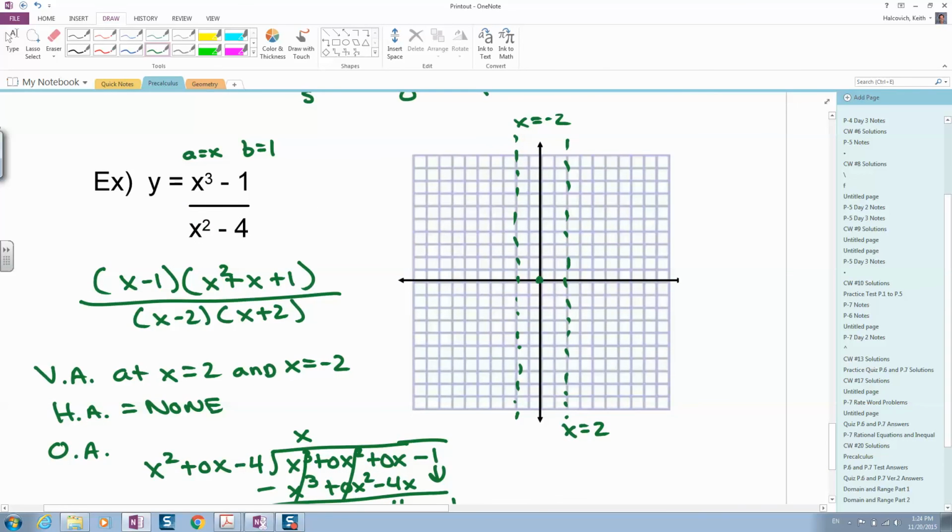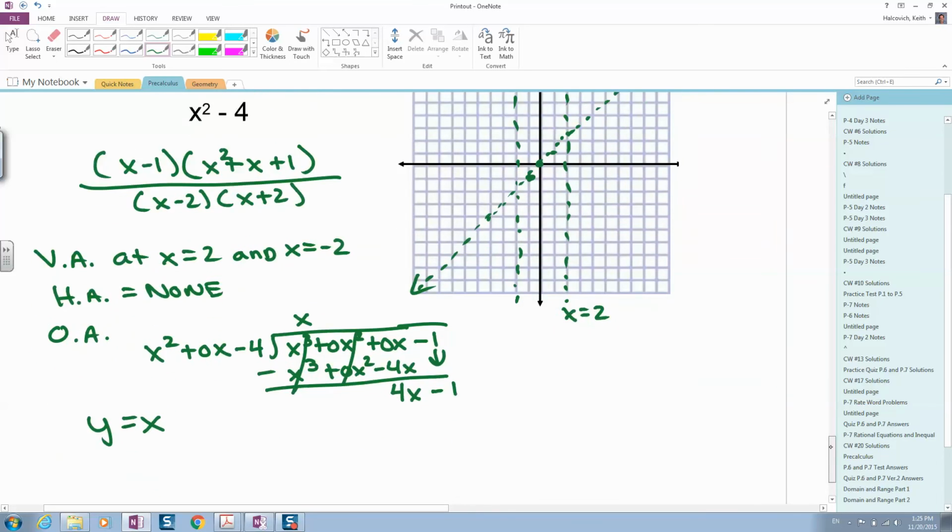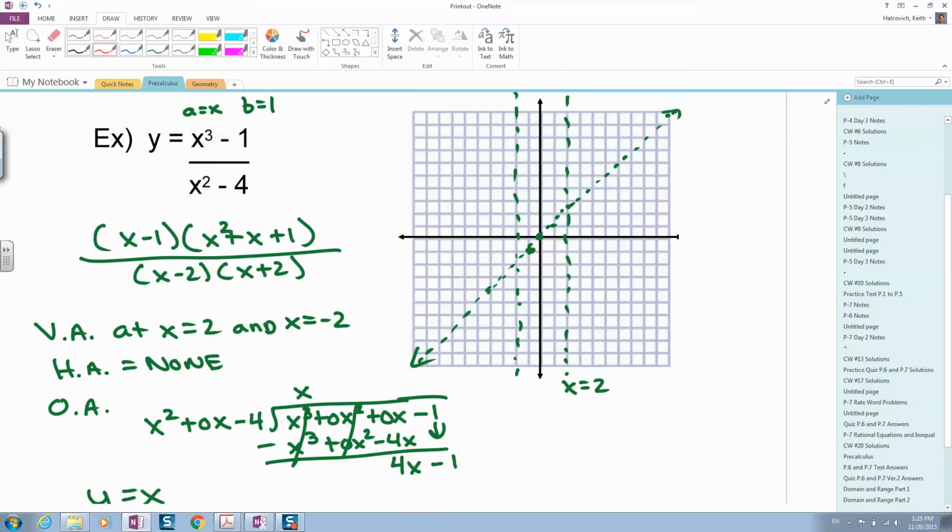So that means you start at (0, 0), you go up 1 over 1. So it's a diagonal line, like that. Alright, that's our oblique asymptote. Then remember, x-intercept.